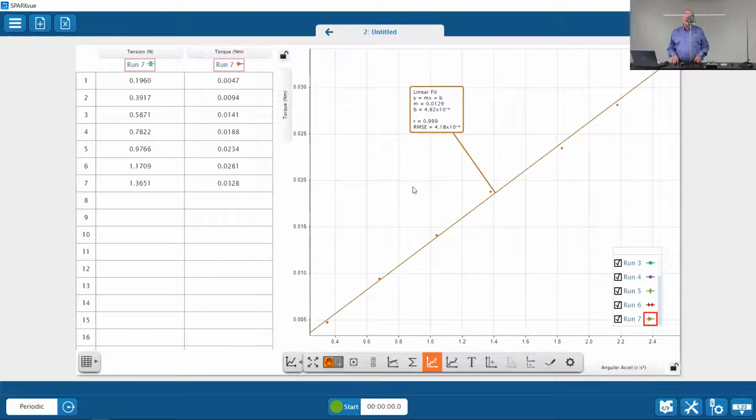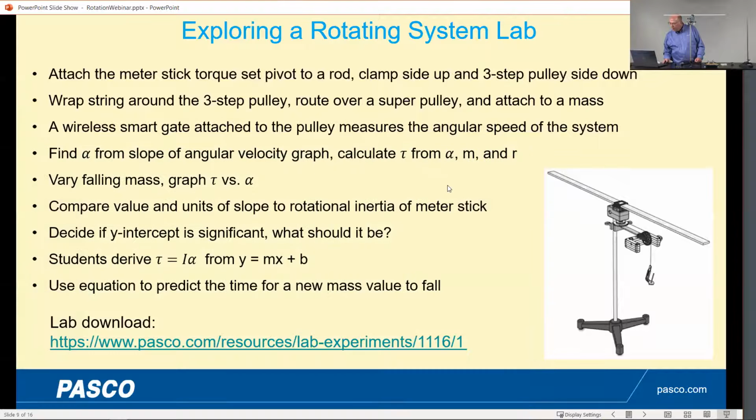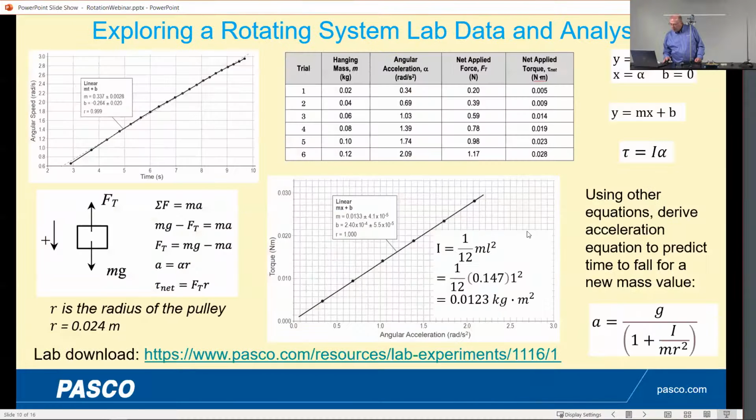They also compare the units. They're both kilogram meter squared, and their y-intercept is very small. And so y equals mx plus b. So they get torque equals I alpha. So this slide just summarizes all that analysis. Here's our angular speed. Here's how you figure out what the tension and the torque is, and the radius of the pulley. You can have the students measure that if you wanted to.